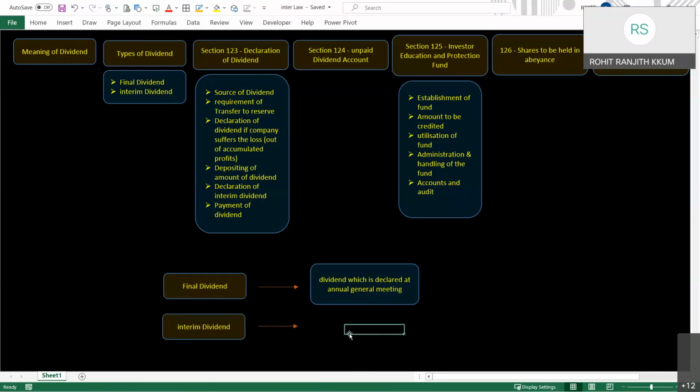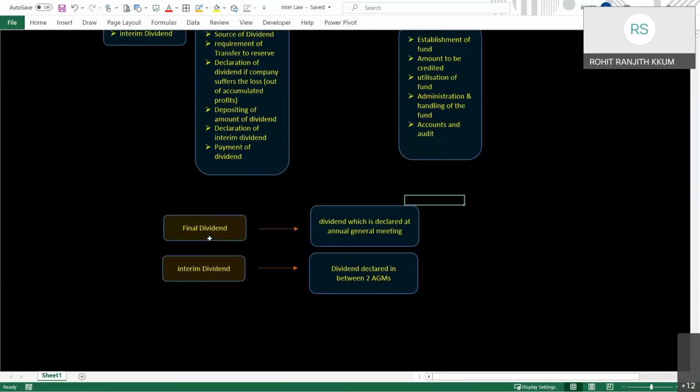So what they do is they do not wait for the AGM. Obviously, during the AGM they are definitely going to pay the dividend, but along with that, they are also paying a dividend in between two AGMs. So write down, it is a dividend declared in between two AGMs. What is the full form of AGM? Annual general meetings.